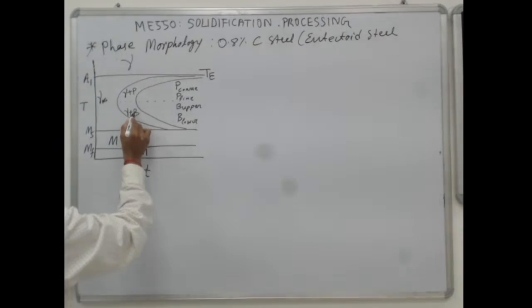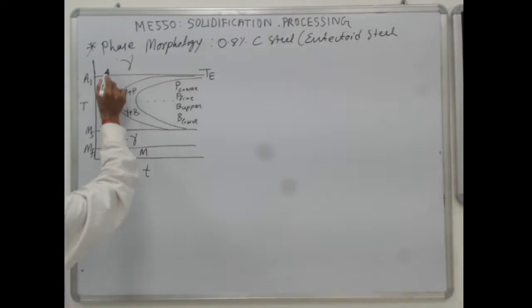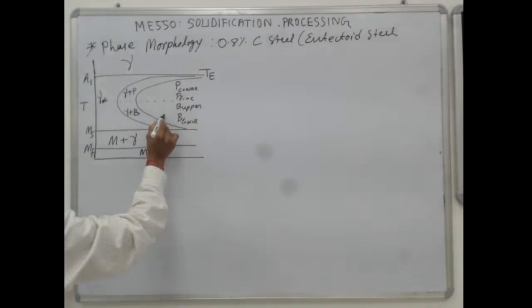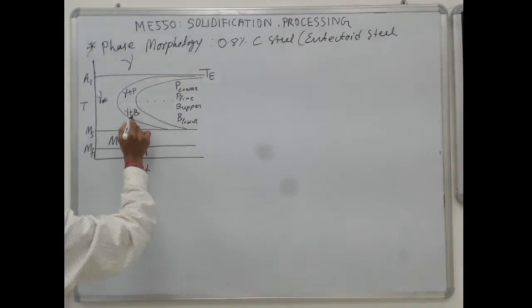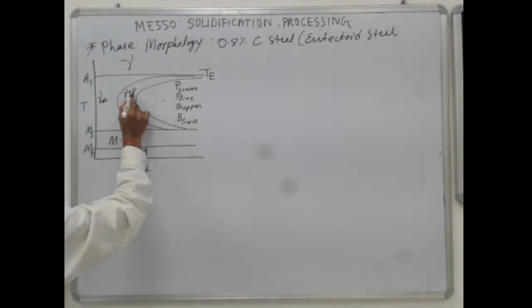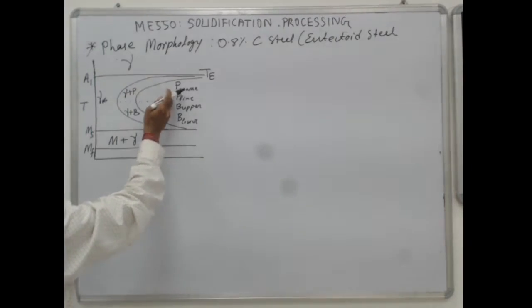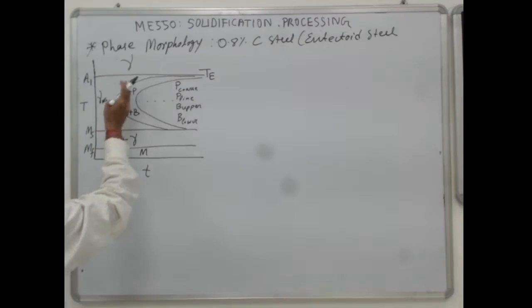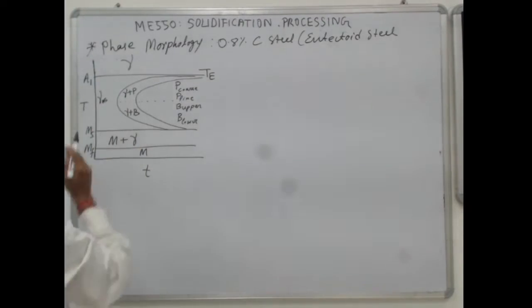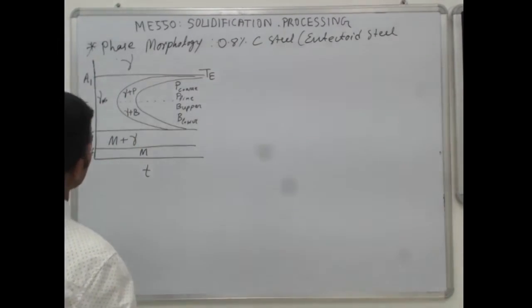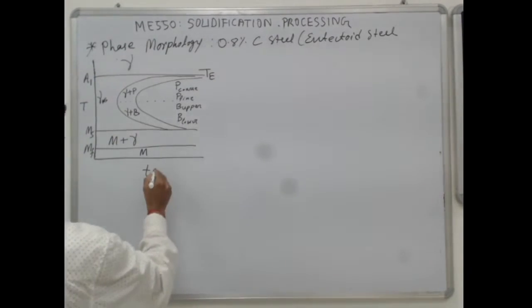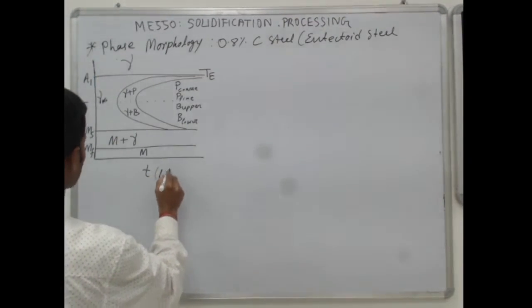So austenite, cool it down, austenite starts transforming, and after this line everything is bainite. Here you have bainite and austenite, here you have pearlite and austenite. After this line everything is pearlite or bainite. Before this line everything is metastable austenite. This axis is on the log scale.